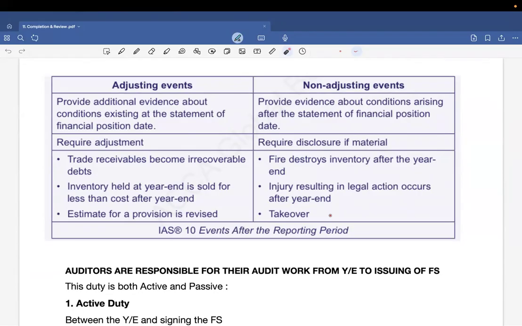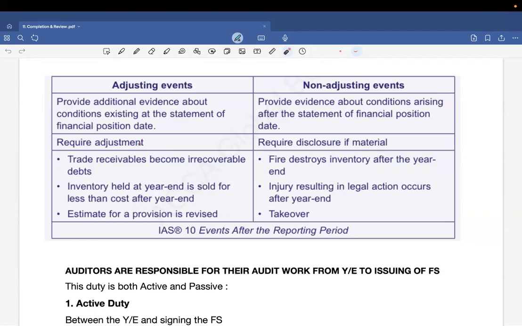And in IFRS, we have already studied the adjusting events and non-adjusting events. Remember, in IAS 10, right? So what is an adjusting event? If something has happened after the year end and it is going to affect the balances in the financial statements, then it is an adjusting event. Now, if something has happened, but it doesn't give a major change to the amounts that have been recorded in the financial statements, then that is a non-adjusting event.